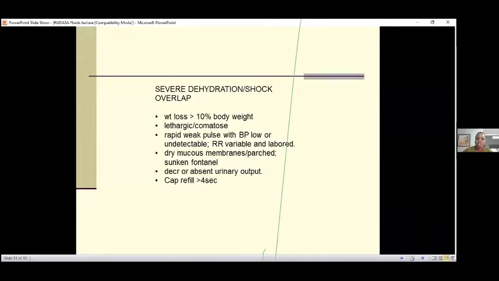I've made the slide of severe dehydration and shock overlap, because when you are severely dehydrated, there's a thin line that you can tip into shock. So it's an area of interest whereby you have to really assess your patient so that you know whether you're going to go aggressively on your fluids. The weight loss will be more than 10% of body weight. The patient will be lethargic, with a rapid pulse and low or undetectable BP, and the respiratory rate will be variable or labored due to severe metabolic acidosis, dry mucous membranes, and a sunken fontanelle, decreased or absent urinary output, and capillary refill time more than 4 seconds.